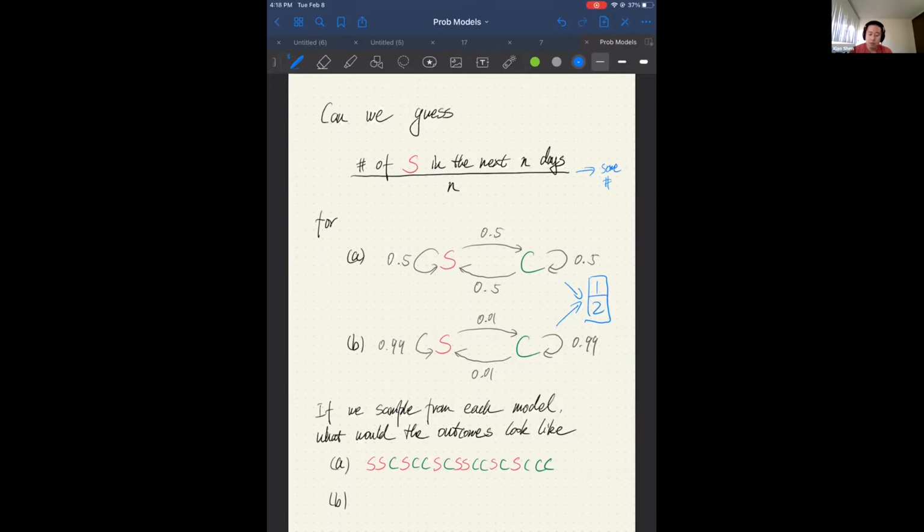However, for part B, it's going to be a little bit different. If you guys had to guess what a sample from the second model would look like, I'll have you think about it, and then you can type in a sequence of S's and C's to represent what the outcome from the second model would look like. I'll wait another minute. Of course, there's no correct answer because it's a guess, but I just want you to think about the difference between the outcome of model A and the outcome of model B.